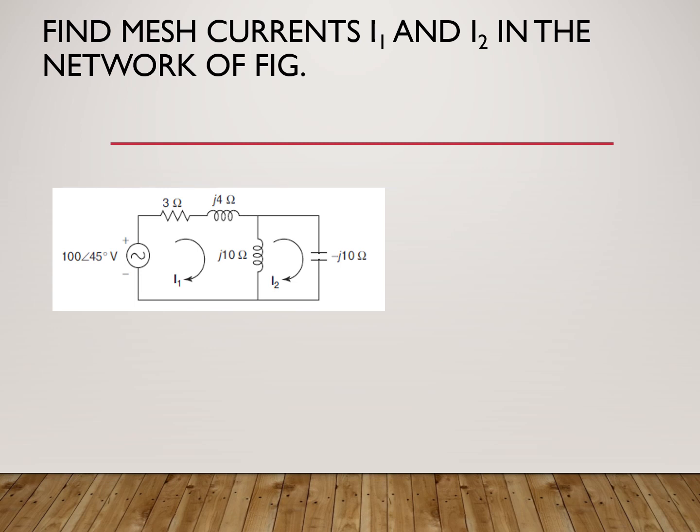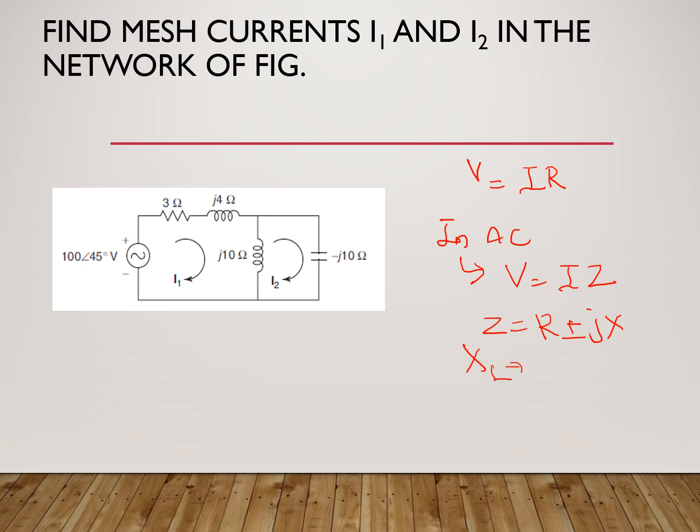Now, from our basic principles of voltages across resistance and inductance, we know V is equal to I into R, right? This is in the case of DC circuits where we have only resistances. Now, if you have an AC circuit, we can write V is equal to I into Z, where Z is equal to R plus or minus j into X, right? Now, this X can be either XL, which is called the inductive reactance, right?